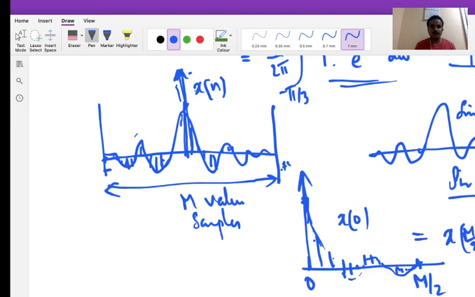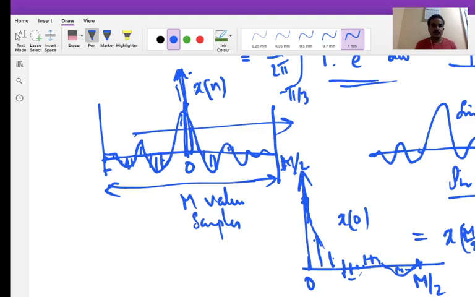So what we normally do is we will shift this signal. This is at 0, this is at m by 2. Let us assume that this is m by 2. If this is m by 2, including 0, you will have m plus 1 values. In that case, let us shift this signal right by a factor of m by 2.